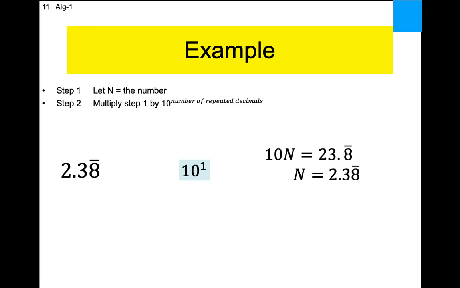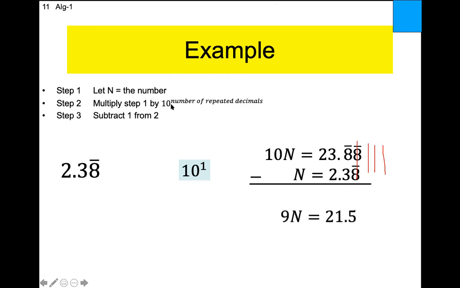10 times n is 10n, left side. Right side, when you multiply by 10, you move the decimal place once to the right. So you get 23.8 repeating. Cool. Easy. Here comes the magic. Remember, 0.8 repeating means that there's a whole bunch of 8s. So when we do this subtraction, I'm not going to write them all this time, but as we go off to the right for both top and bottom numbers, it's just 8, 8, 8, 8, 8, 8, 8. When you do the subtraction, all of these 8s go away and turn into 0, except for this one. 8 minus 3 is 0.5. So after the subtraction, we get 21.5. All the repeated 8s go away. What we're left with is 21.5.